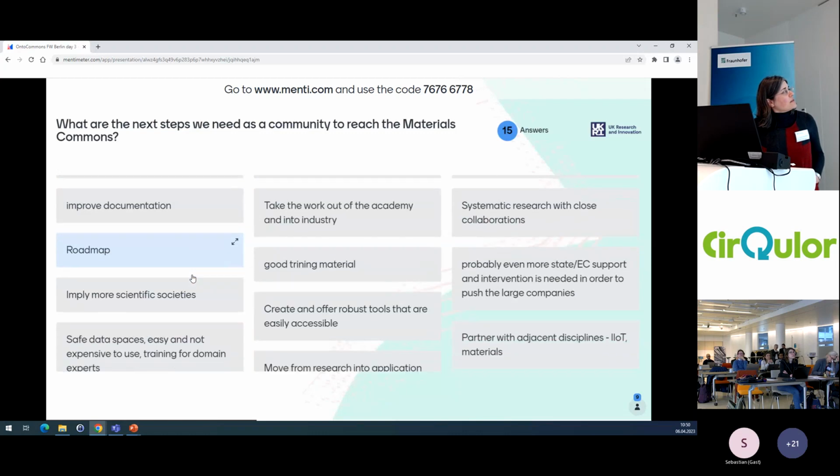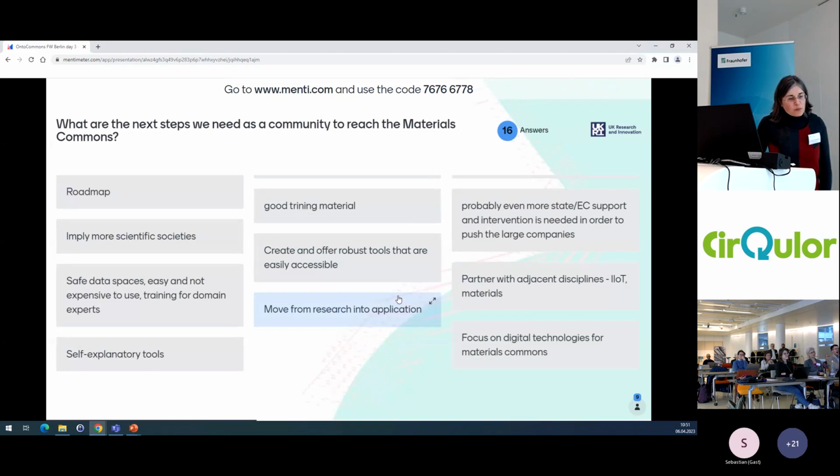So yes, you see, take it out of academia and into industry. So we see different lines of collaboration: with scientific societies on the academic side, then there is the industrial side, and even more interdisciplinary. Move more into application.